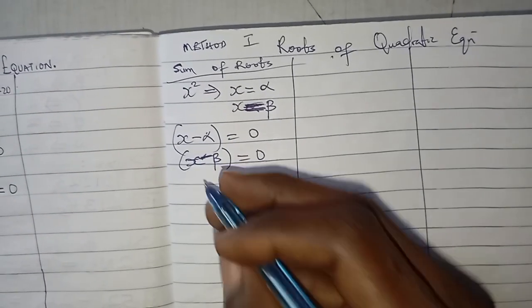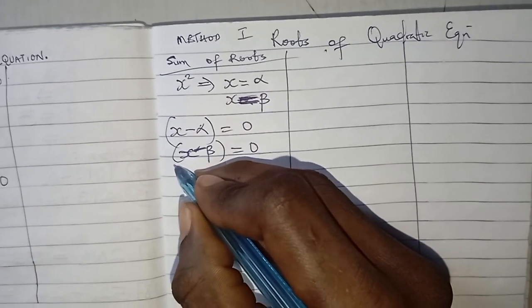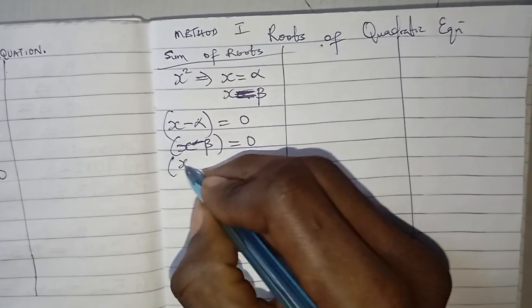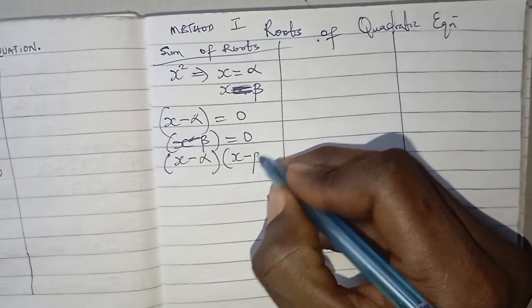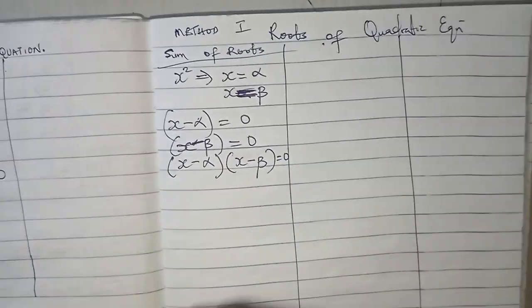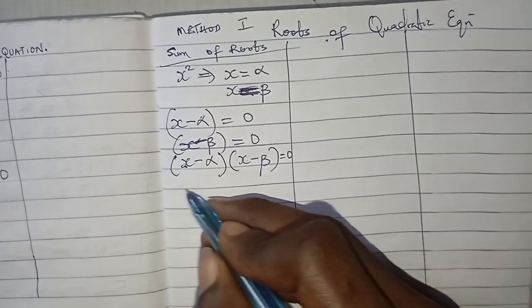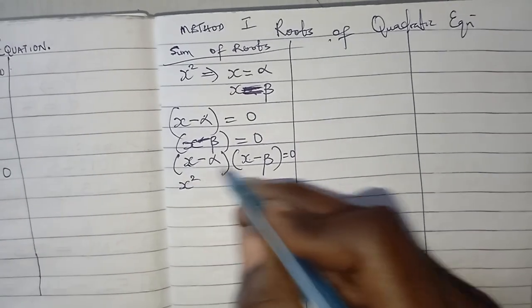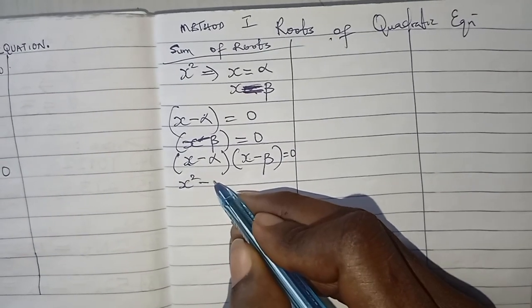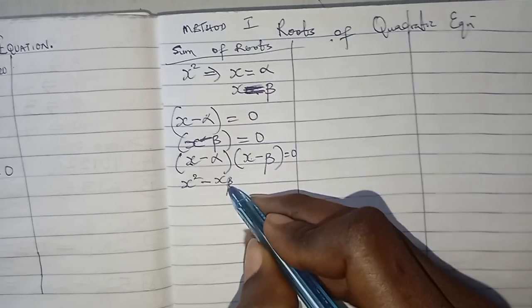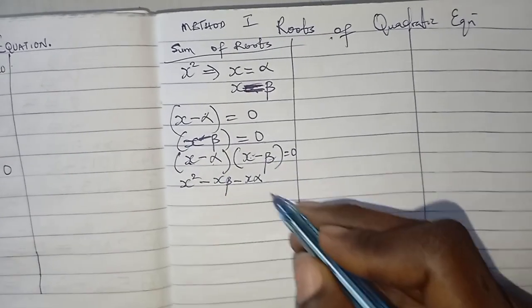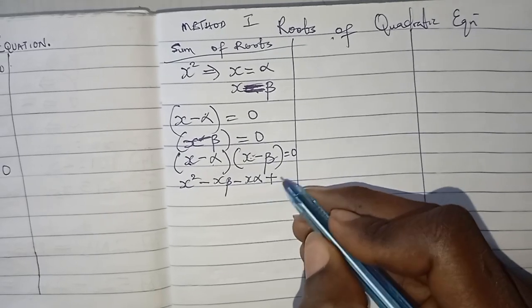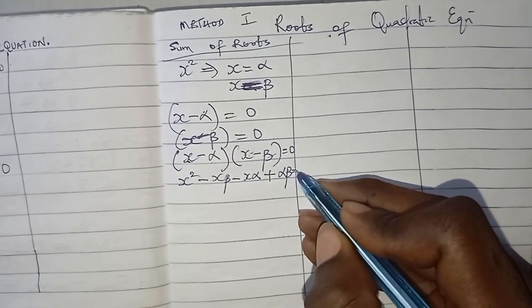So let's try to simplify this or expand. You see that this is something that's saying x minus alpha, x minus beta equals to 0. So if you see, this can go inside here, you get x squared. This can go inside here, you get minus x beta. This can go here, you get minus x alpha. This can go inside here, you get plus alpha beta equals to 0.